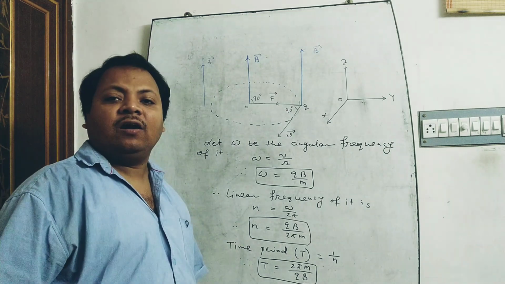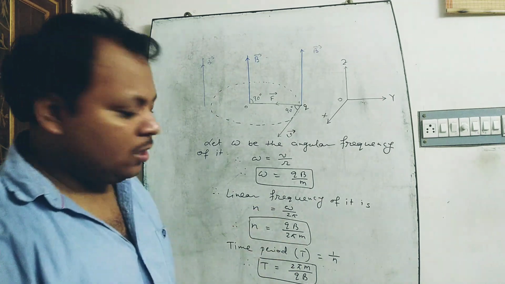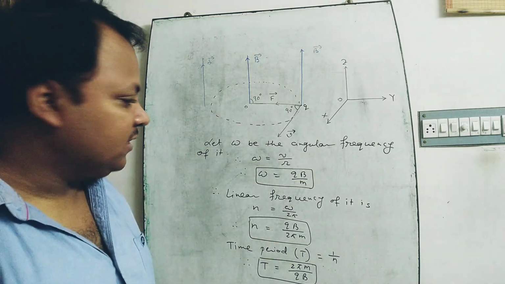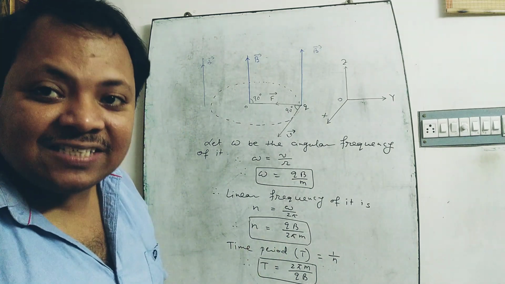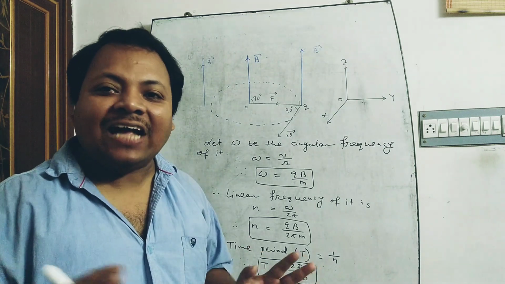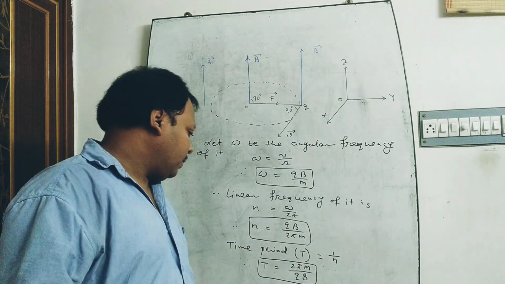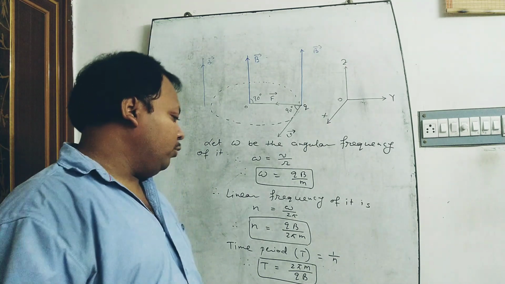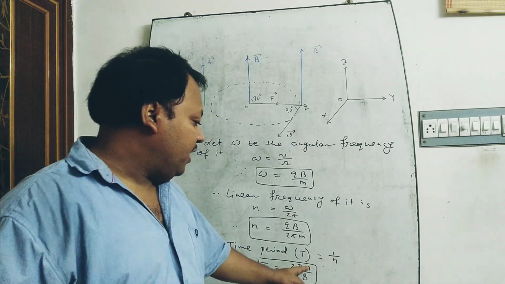Let n be the linear frequency of this charged particle, and you know that n is equal to omega by 2 pi. Therefore, n is equal to qB by 2 pi m. This is the linear frequency of the charged particle. This is also known as cyclotron frequency because in the cyclotron instrument we can accelerate charged particles by this formula. And you know the time period is the reciprocal of the frequency. Therefore, the time period of the charged particle T is equal to 1 by n. Therefore, T is equal to 2 pi m by qB.